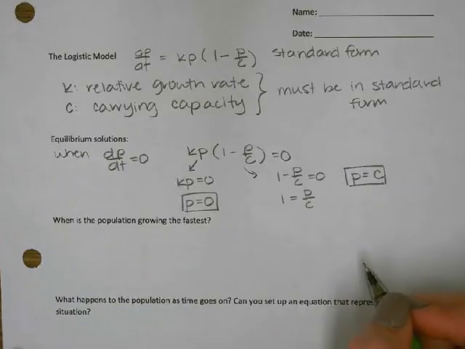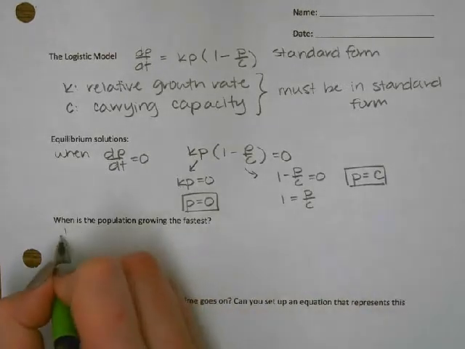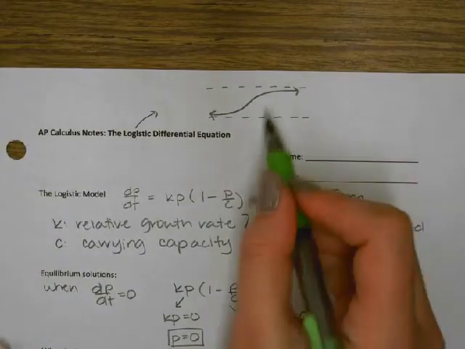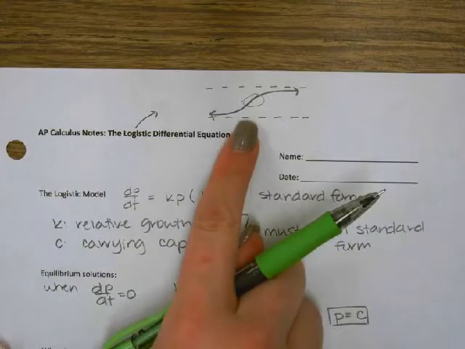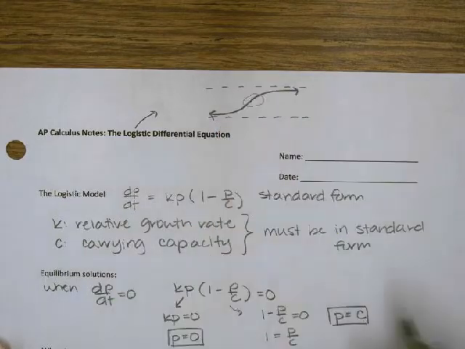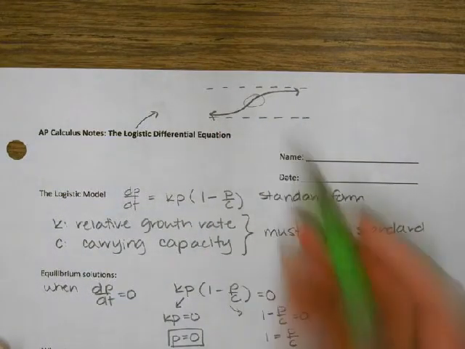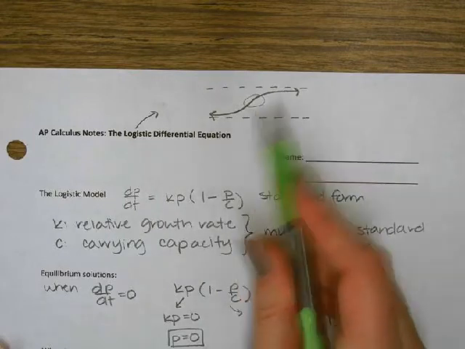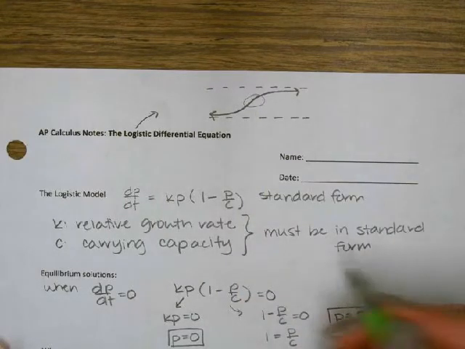When is the population growing the fastest? The answer to that is when you're at 1/2 C. So you're halfway between, you can see it in a logistic function right here in the middle. It's when you're halfway between 0 and the carrying capacity. That's when the growth is the steepest. So we can definitely see it by looking at the graph itself.